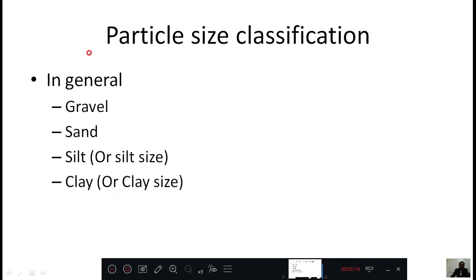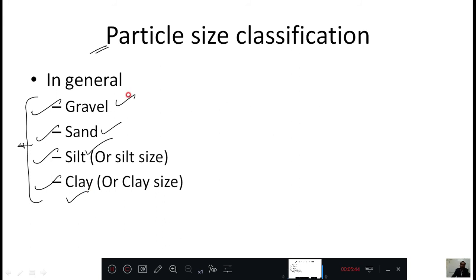Now, based on the particle size, if I take one individual particle, based on that size of the particle, I can classify soil into four different categories. This is very important. The entire soil on this earth can be grouped into four categories. Geotechnical engineers who are studying the soil will call that soil in four categories: that is, gravel soil, sandy soil, silty soil, or clayey soil.